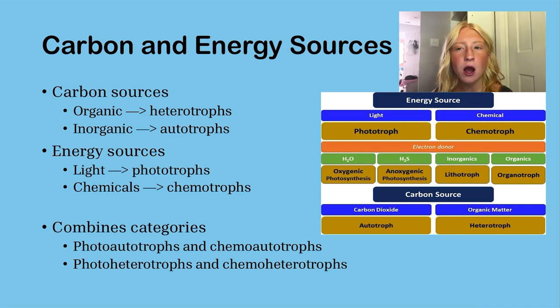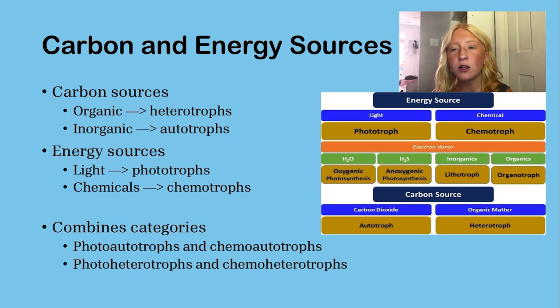So now I'm going to talk about the carbon and energy sources. Microbes differentiate how they obtain their energy and carbon. So heterotrophs rely on organic molecules like sugars, proteins, and lipids for their carbon source. And then autotrophs usually convert inorganic carbon, like carbon dioxide, into organic molecules.